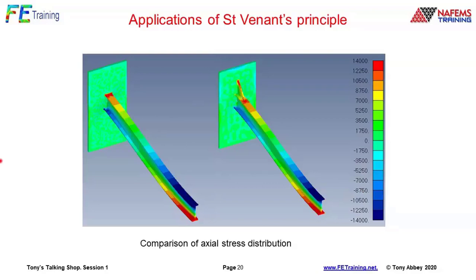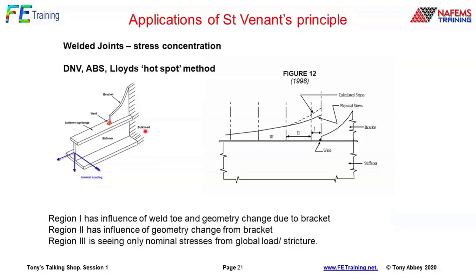So I'm going to drill down a little bit, see the difference between these two. And just a quick review, this is what the DNV, ABS, Lloyd's hotspot methods apply. There's my bracket, there's the weld toe. What they're saying is there's a region 3 in this beam far enough away from the bracket where the stresses don't know anything about the bracket. They haven't got that stress diffusion influence yet from the bracket. So that's region 3 outside here. Region 2 starts to see the influence of the bracket, and it's only region 1 that starts to see the influence of the weld toe.